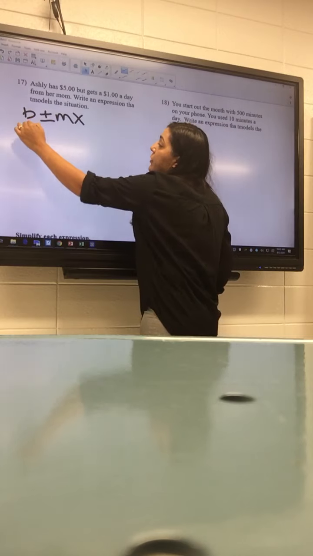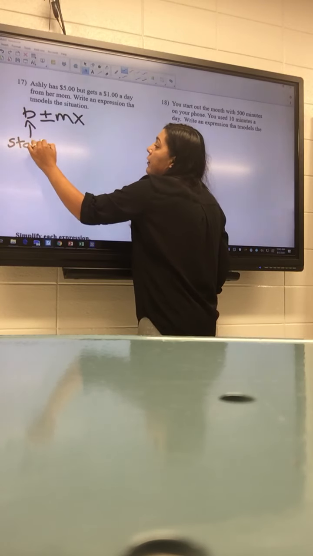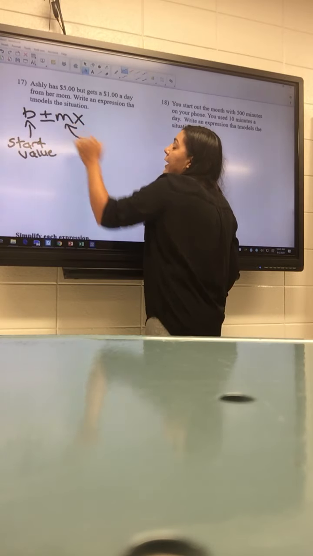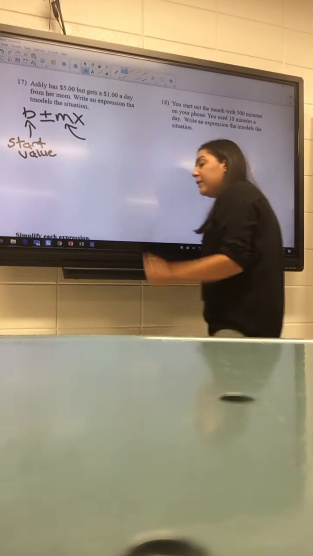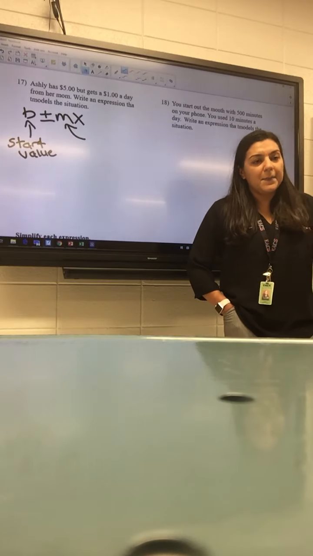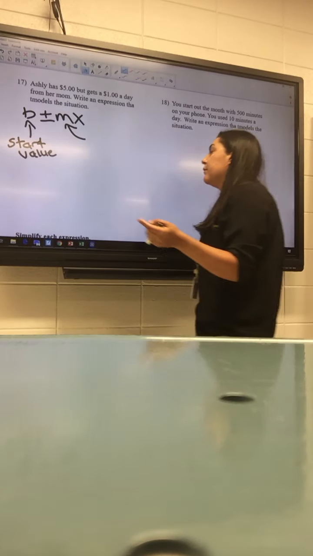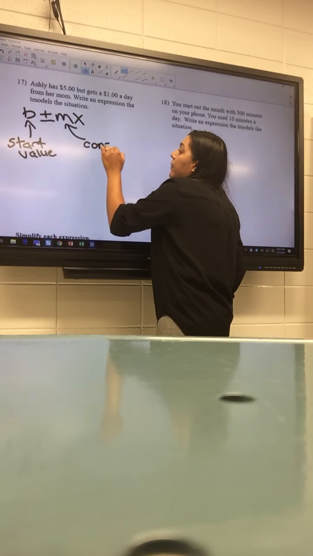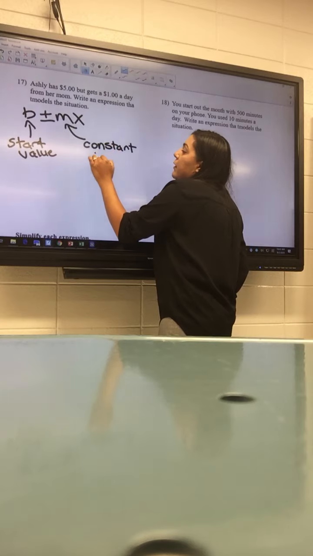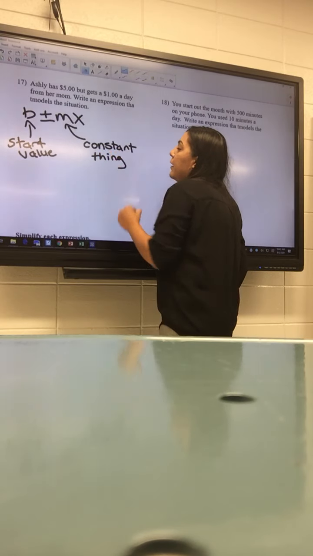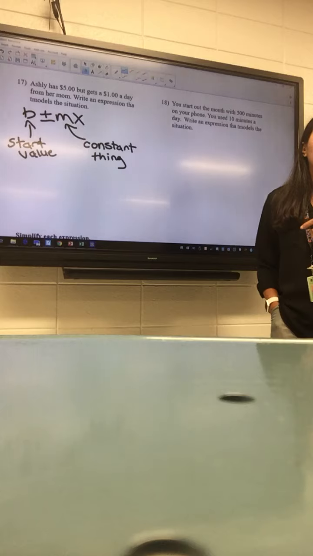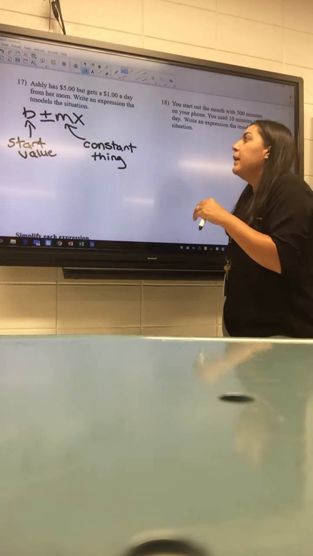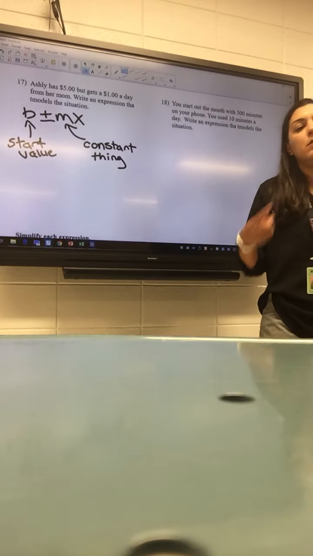Where b is your start value. And your m on the x part is, I don't even know how to explain that, like the constant thing that keeps happening. So I guess I could say that. The constant thing, okay? In math terms, it's called the slope, but that's silly.